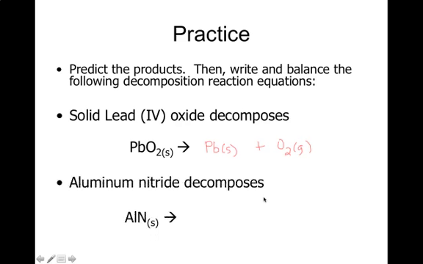Okay, aluminum nitride decomposes. So when aluminum nitride decomposes, it decomposes into aluminum and nitrogen. Nitrogen is one of those diatomics, so it has to occur in a pair. It'll be nitrogen gas. This would be aluminum solid. Okay.